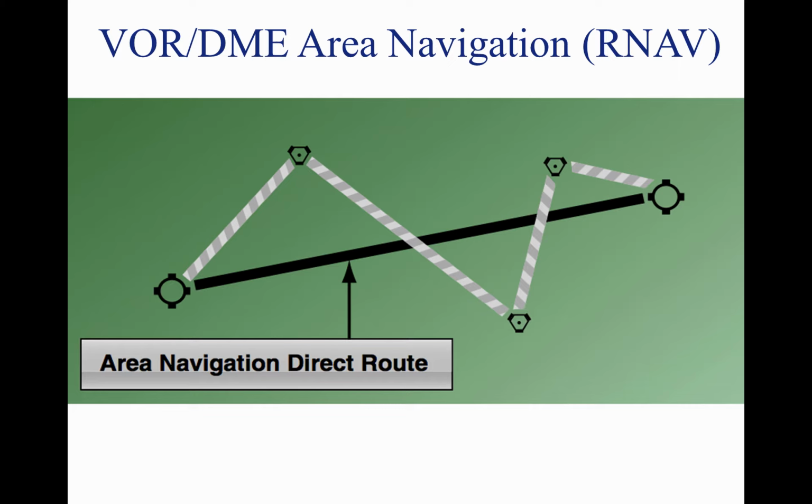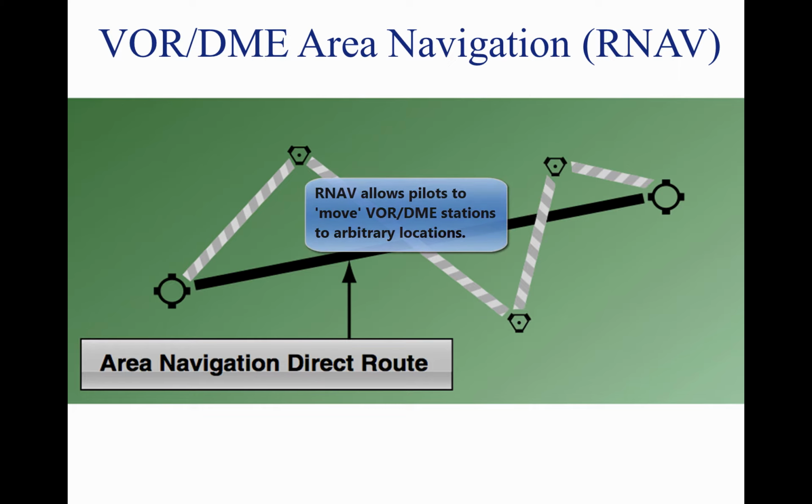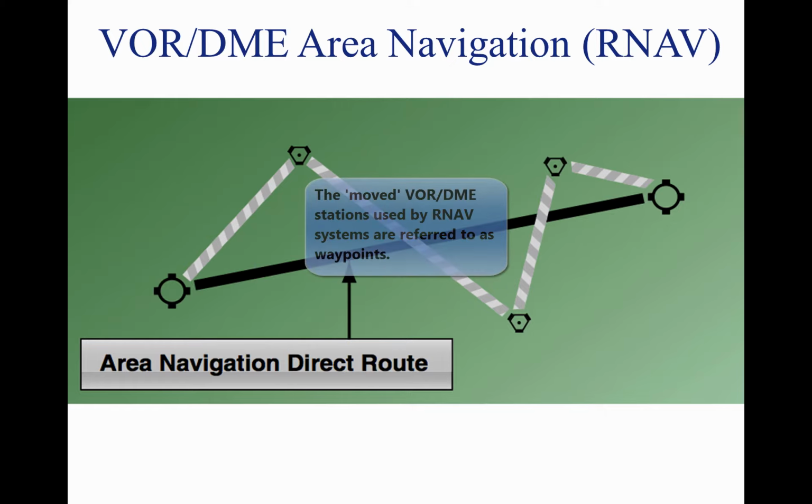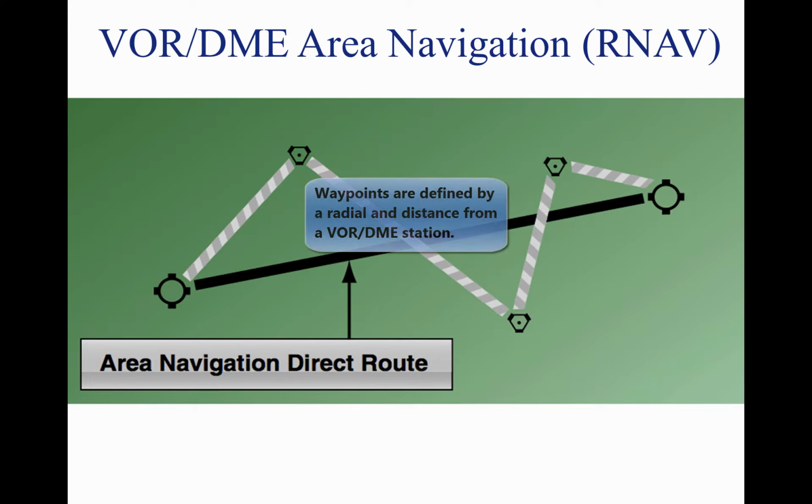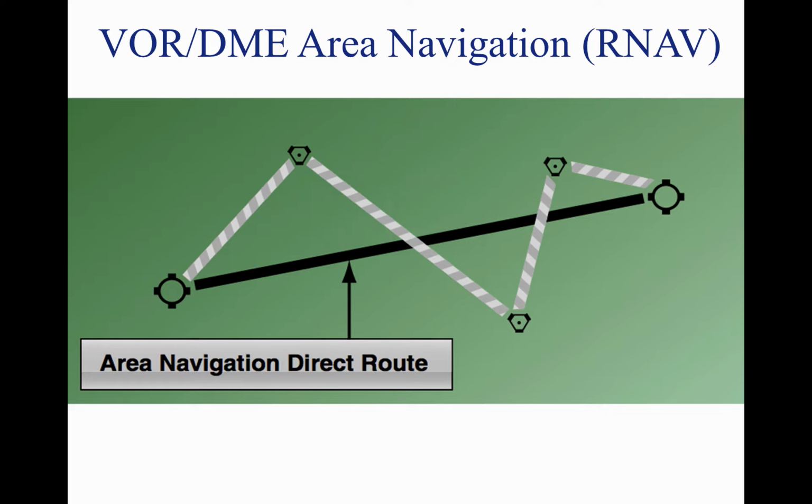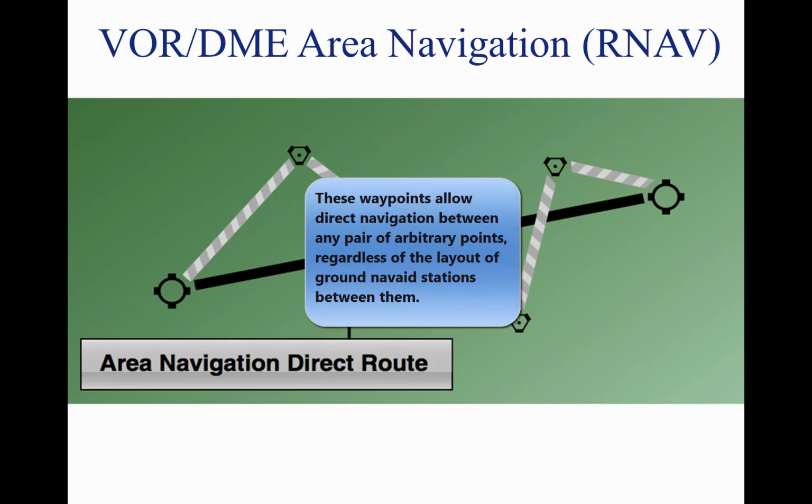In its simplest form, VOR DME RNAV allows the pilot to electronically move VORTACs around to more convenient locations. Once electronically relocated, they are referred to as waypoints. These waypoints are described as a combination of a selected radial and distance within the service volume of the VORTAC to be used. These waypoints allow a straight course to be flown between almost any origin and destination without regard to the orientation of VORTACs or the existence of airways.